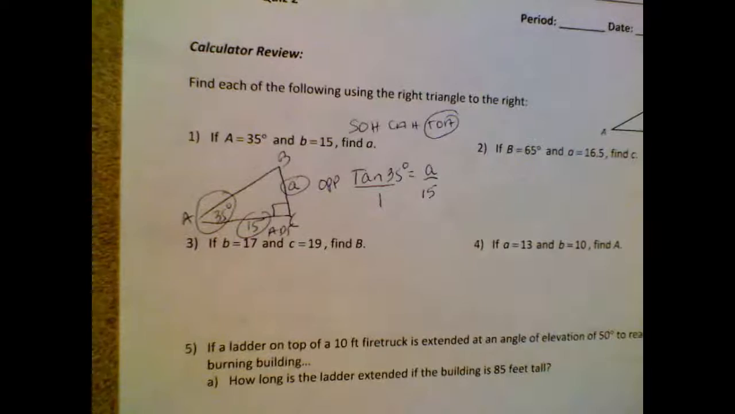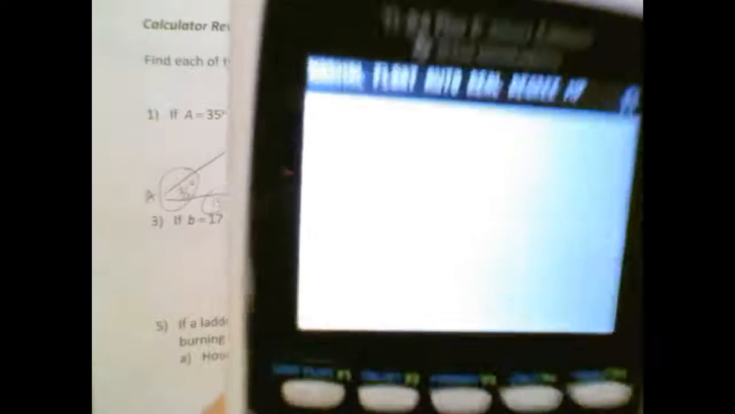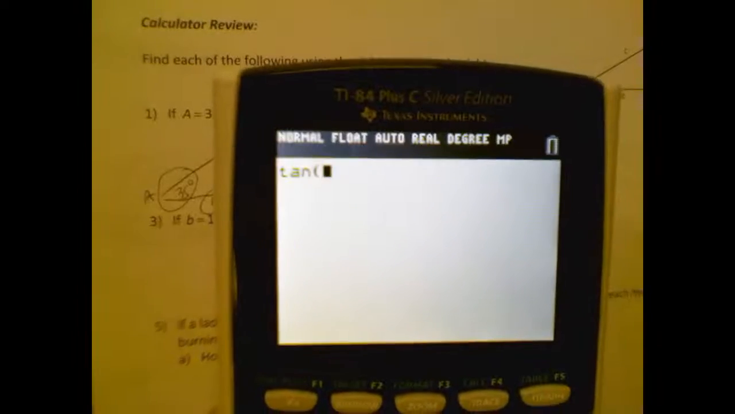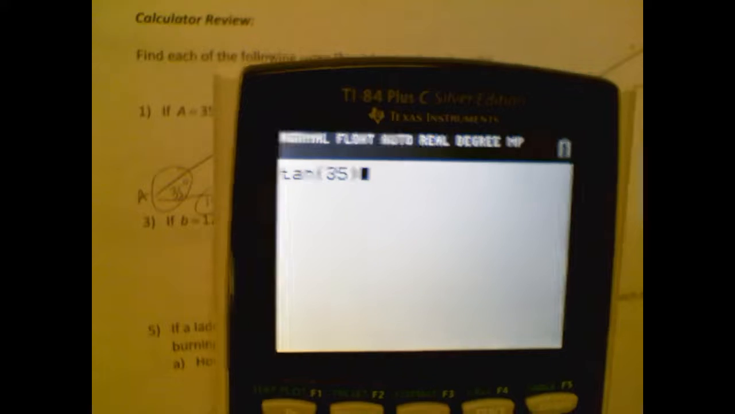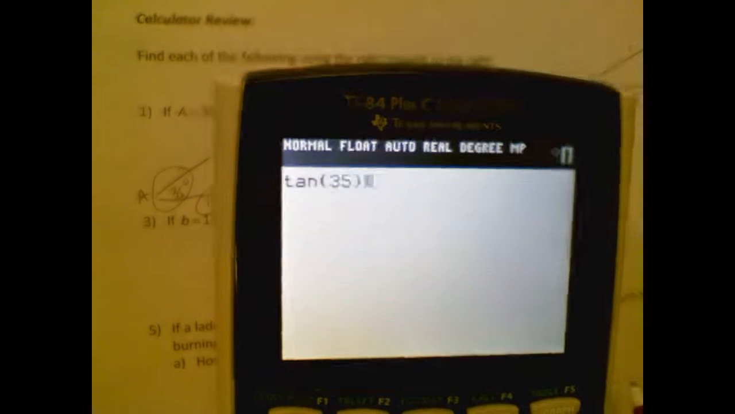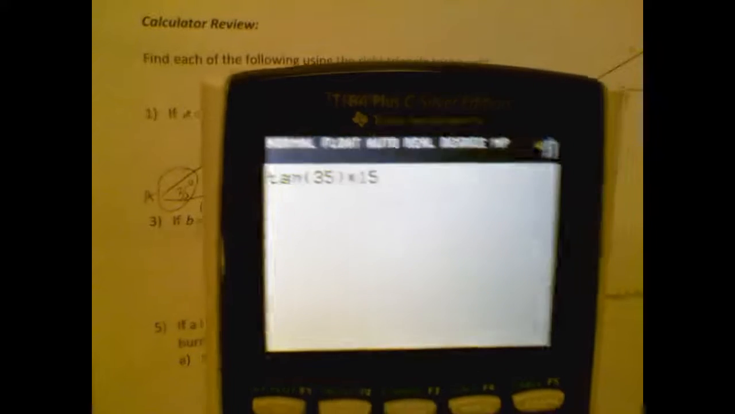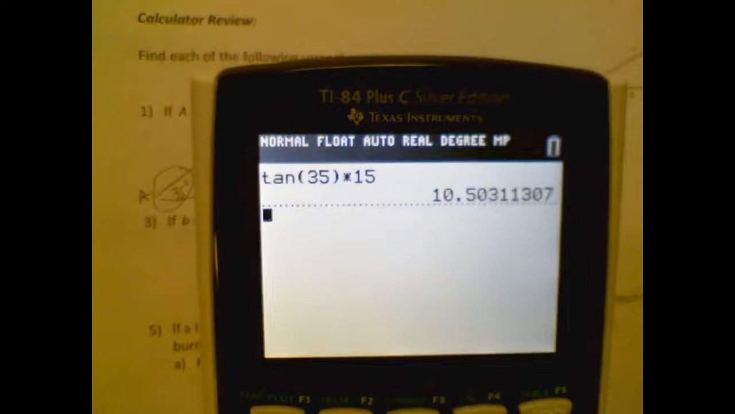I'm going to put the calculator here. We're going to do tan 35 times 15. So when you do tan 35, press tangent, 35 degrees. Make sure you close the parenthesis, and then do times 15. So it looks like that. Press equals, and your answer is 10.5.